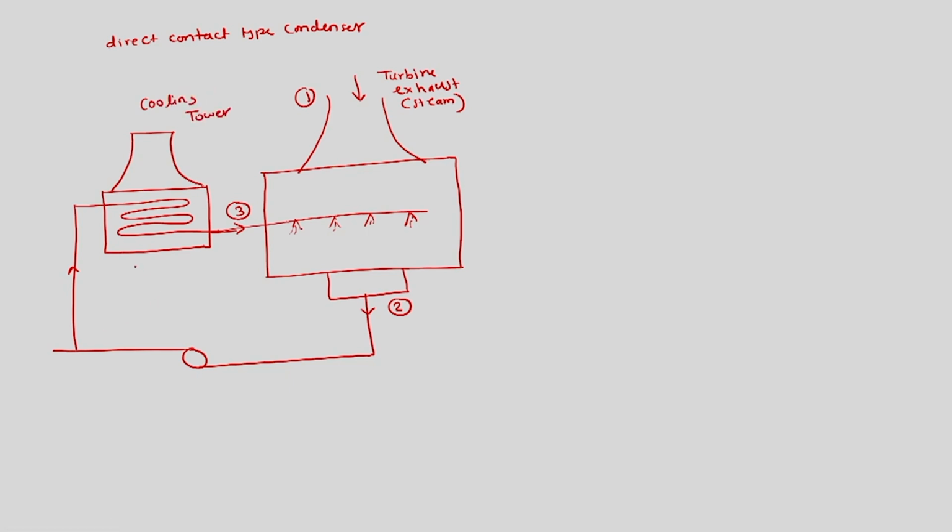So here in the cooling tower, this water, which is the cooling water, will be cooled and then passed into the condenser where it comes directly in contact with the exhaust steam, and then the rest will go to the plant. So this is how it works. This is state 4.